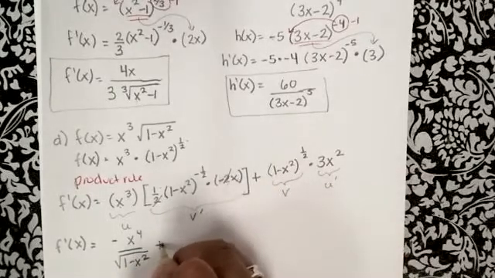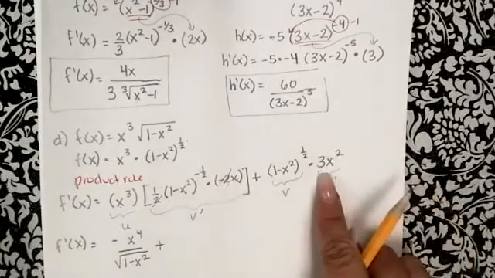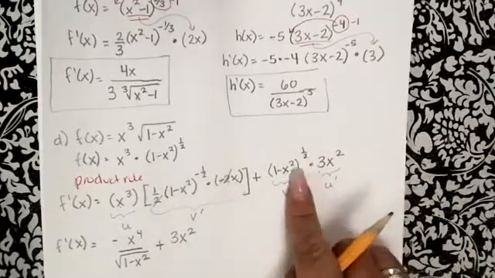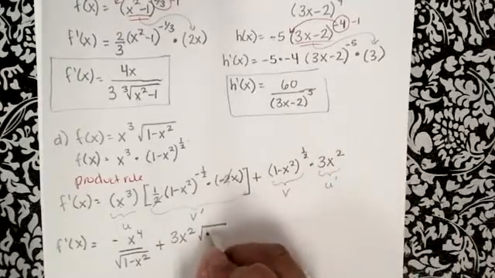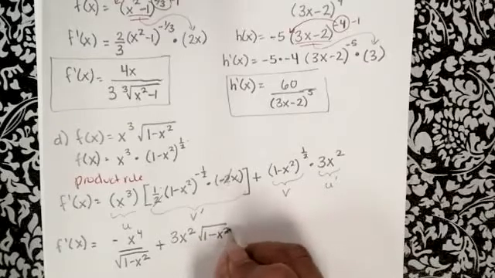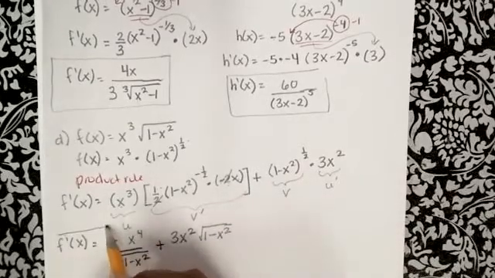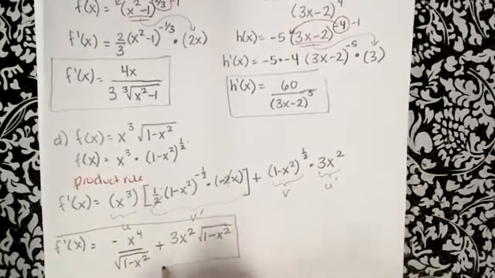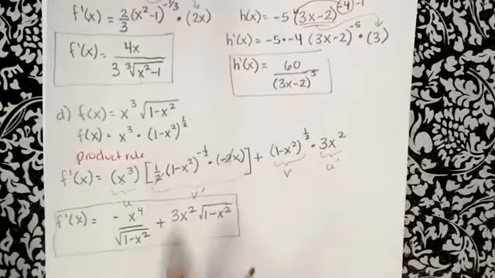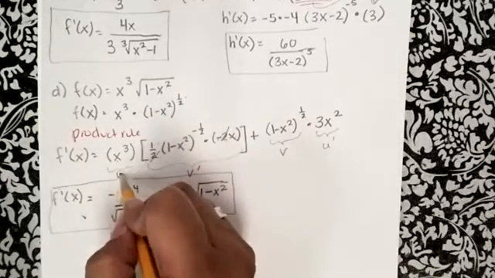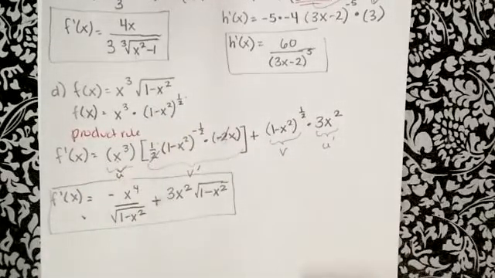Plus, now right here, that's going to be a 3x squared, and that's just going to be a positive square root. You do not have to get common denominators. You can go ahead and just leave it like this. Now, let's say that answer does not show up. If that answer does not show up, then maybe they did get common denominators.